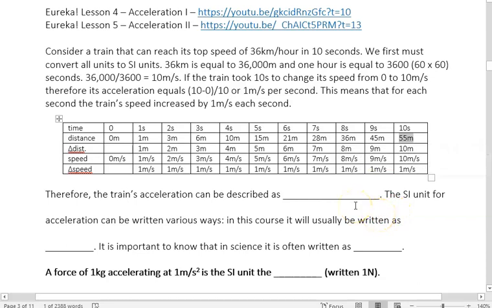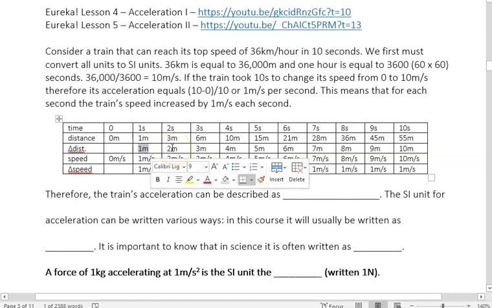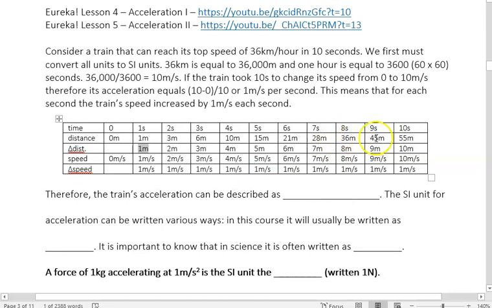But let's take a snapshot at each second. In the first second, the change in speed was 1 meter. In the second second, the change in speed was 2 meters, 3 meters, 4 meters, 5 meters, 6 meters, 7 meters. So let's have a look here. Between 8 seconds and 9 seconds, it went from 36 to 45.